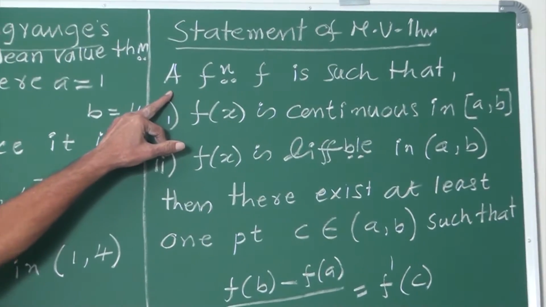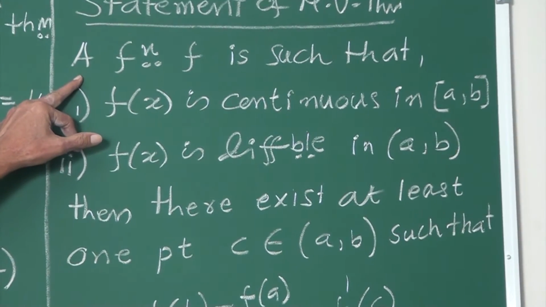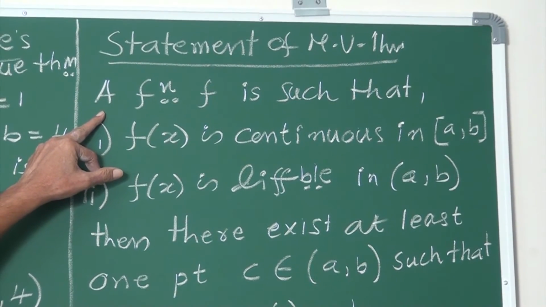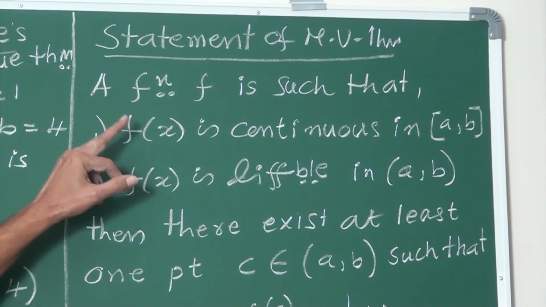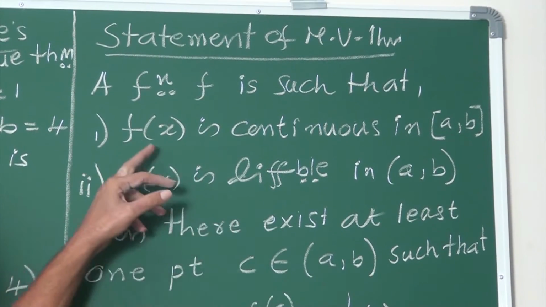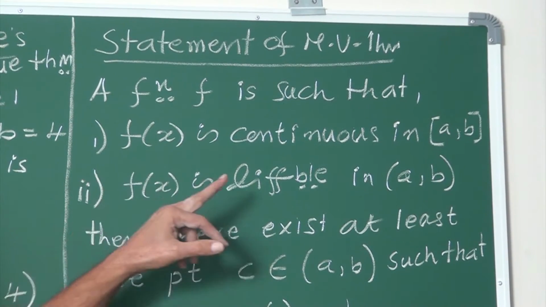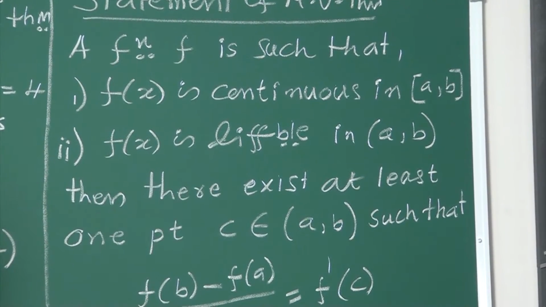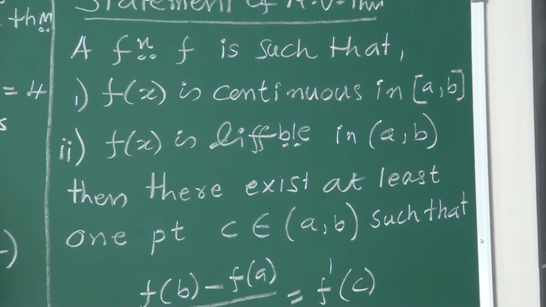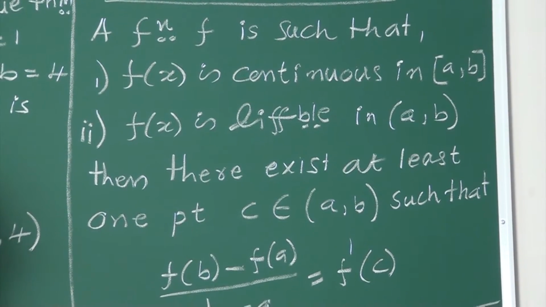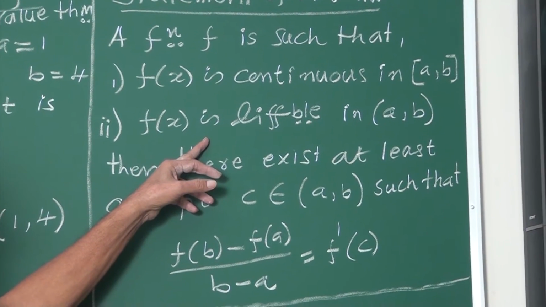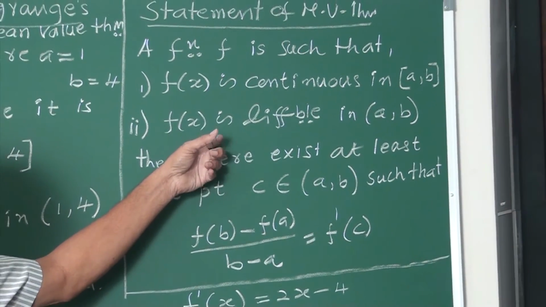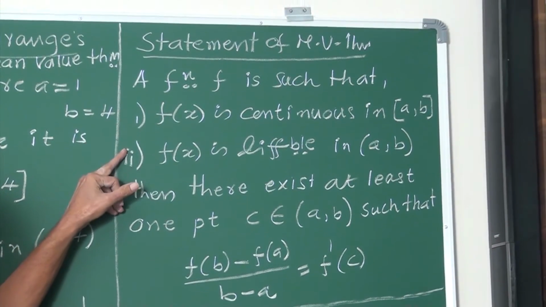A function f is given. The statement can be asked at any moment, for 1 mark or 2 marks, depending on the examiner. You must prepare these statements also. A function f is such that, first, f(x) is continuous in the closed interval; second, f(x) is differentiable in the open interval. Only two conditions, my friends. In Rolle's theorem there is a third condition, f(a) equal to f(b), meaning f at both ends is equal, but that is not here. Only two: one is continuous, another is differentiable.